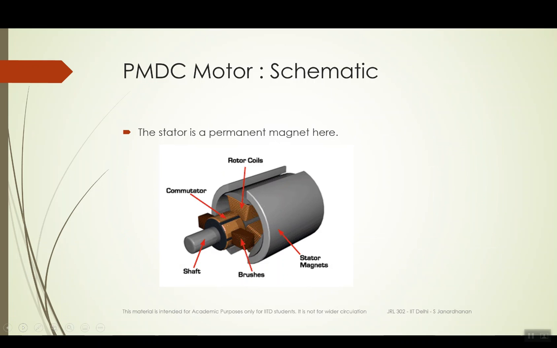Okay, so this is a diagram of a PMDC motor. You have the rotor connected through the brushes to a DC supply, and these are the radial magnets. A radial magnetic field is generated here, which is always perpendicular to the direction of current in the rotor.